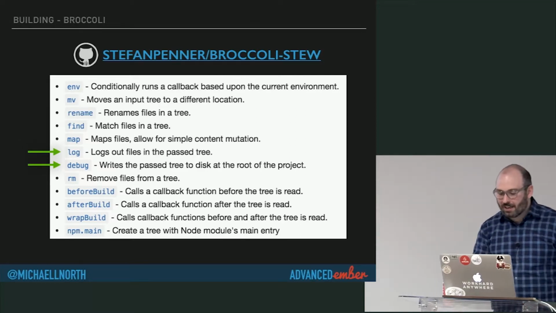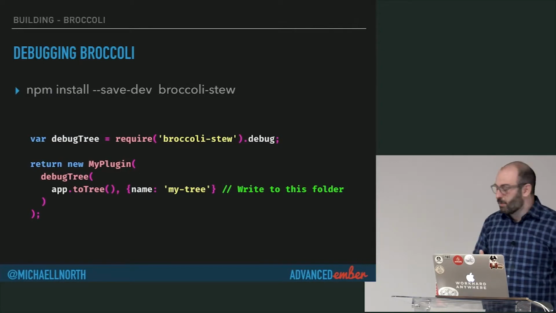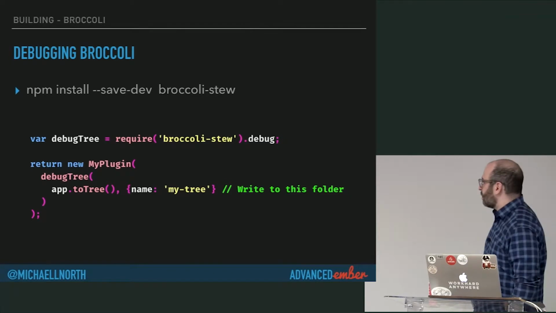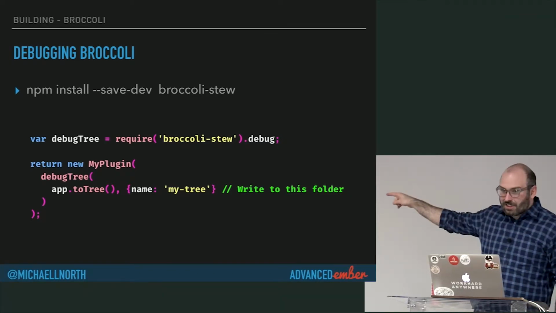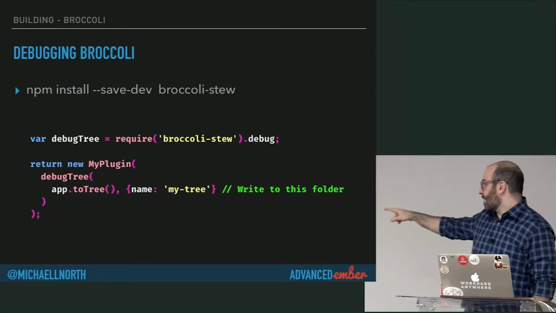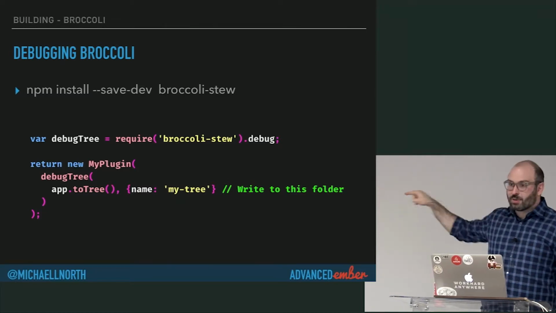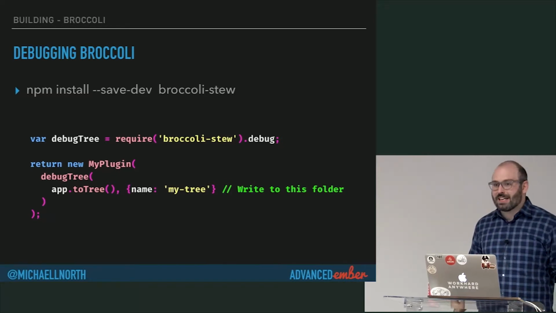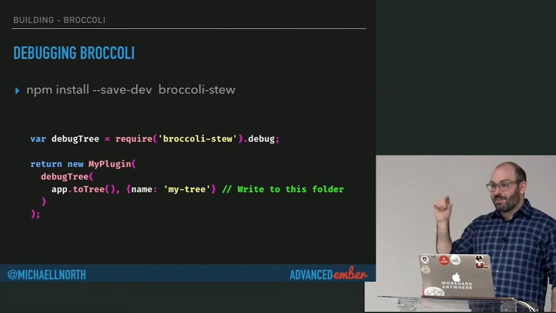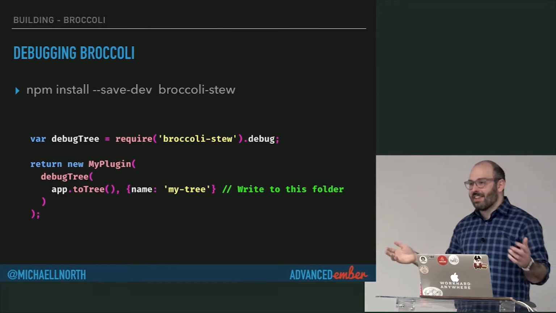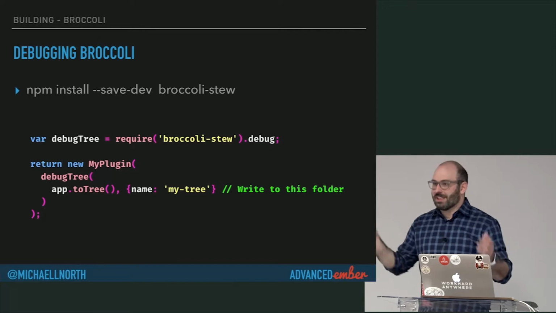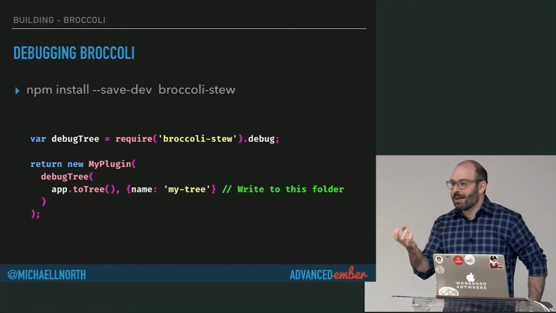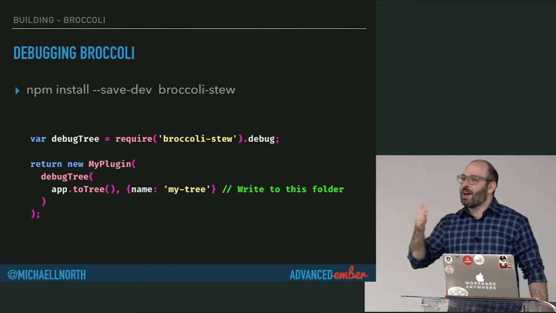Here's an example of debugging. You'll grab the debug function off of this module that's exported, and you'll build it into your pipeline like this, and you'll pass in the tree you got, and an options object that has a name as well. And so you'll see a folder called my-tree, and inside that you'll have a bunch of files, some CSS and some JavaScript and so on, and that will give you essentially a snapshot of what your assets looked like at that point in the pipeline.